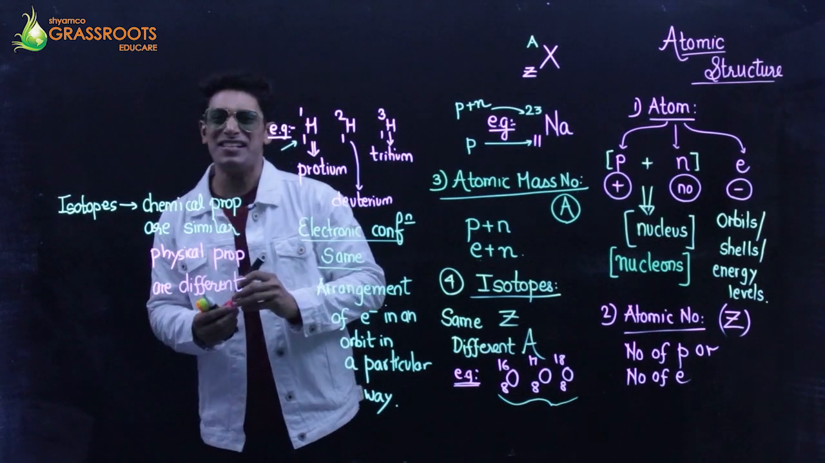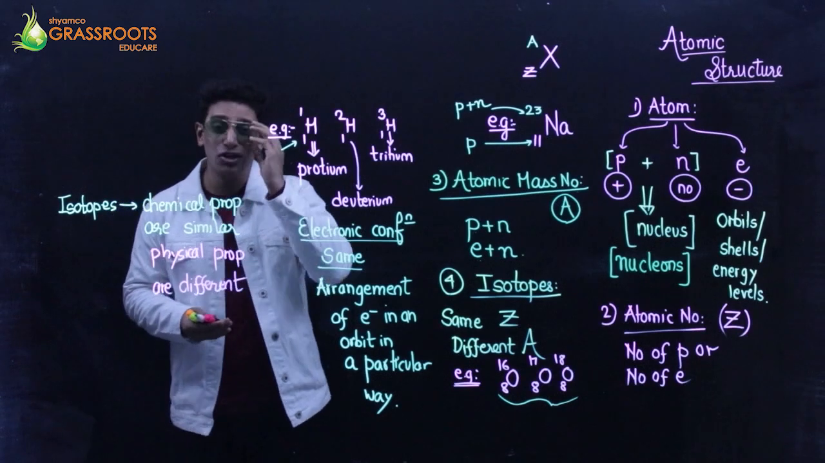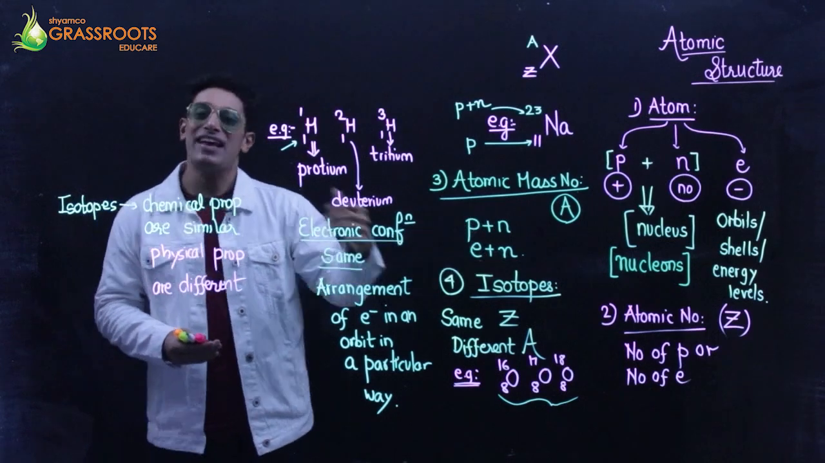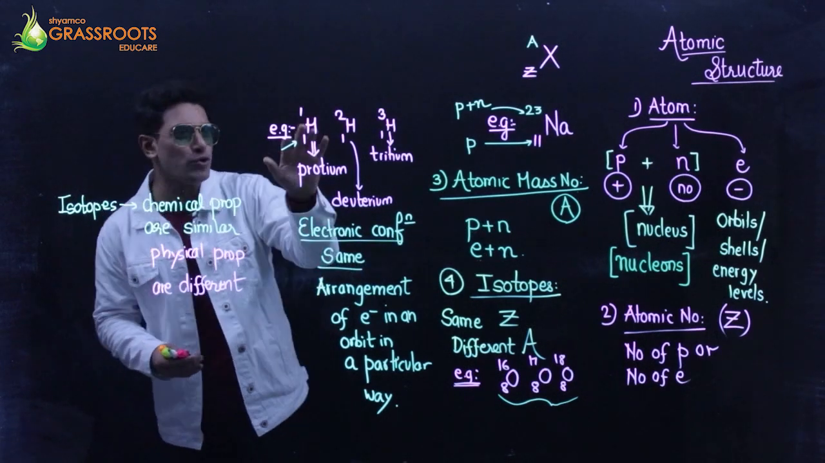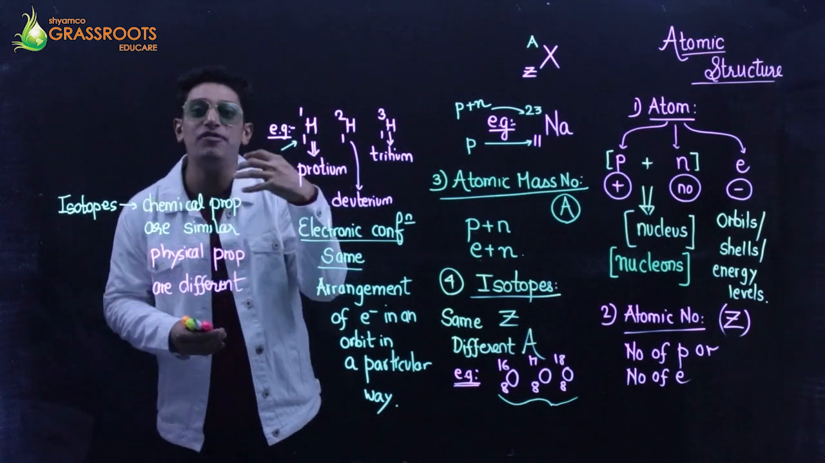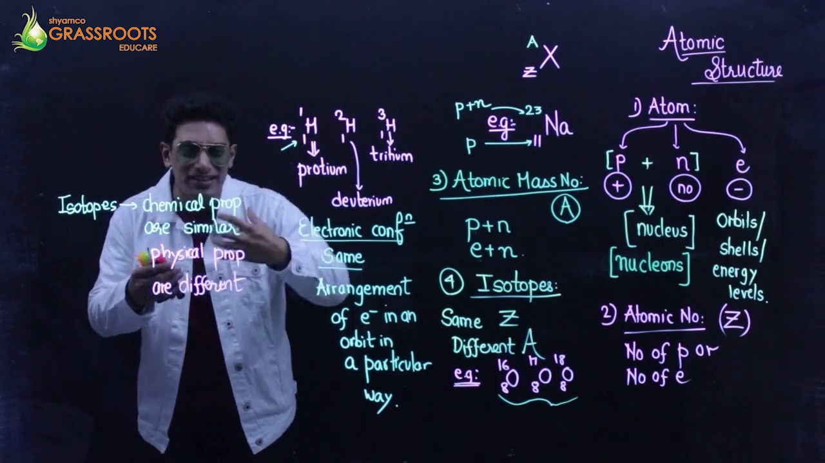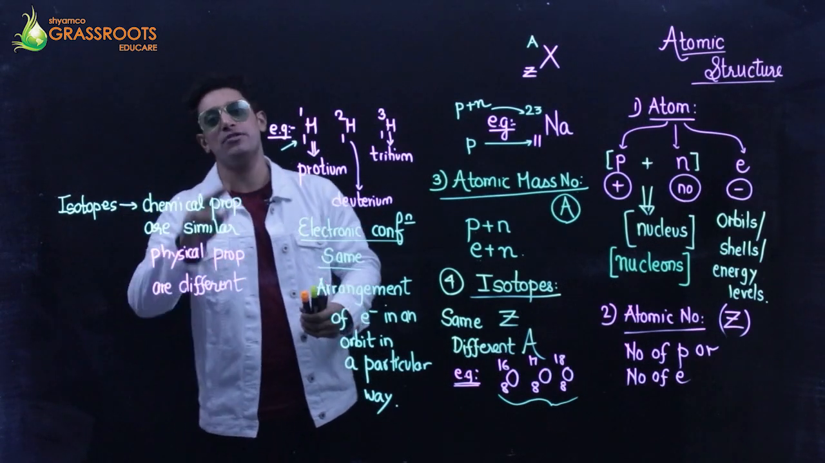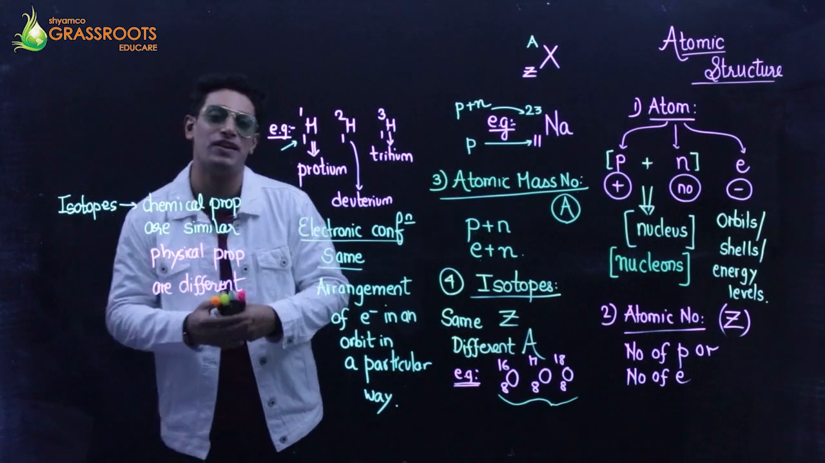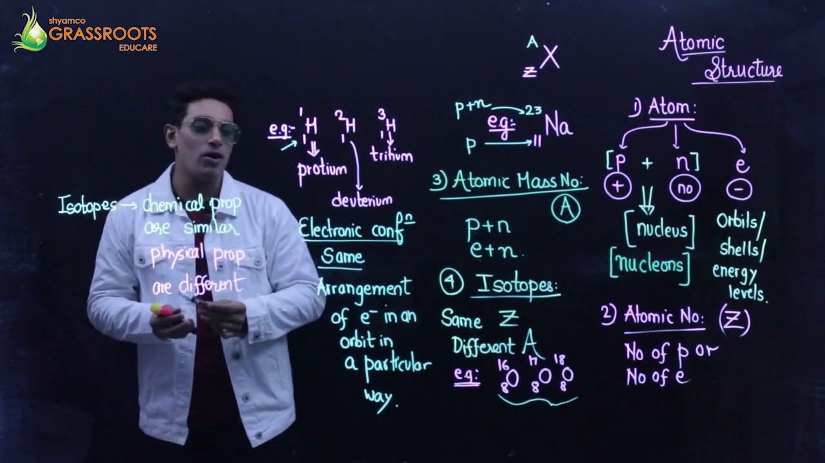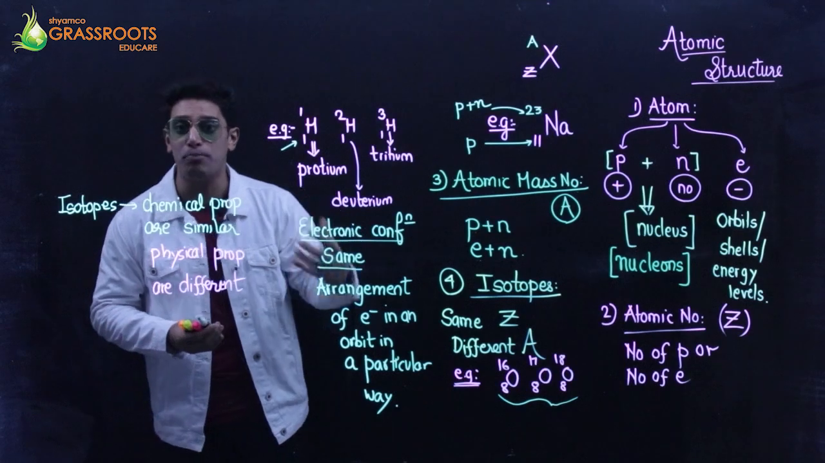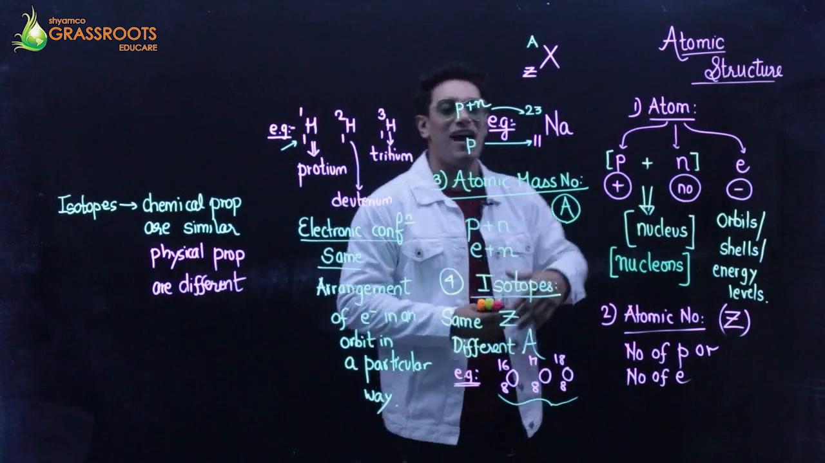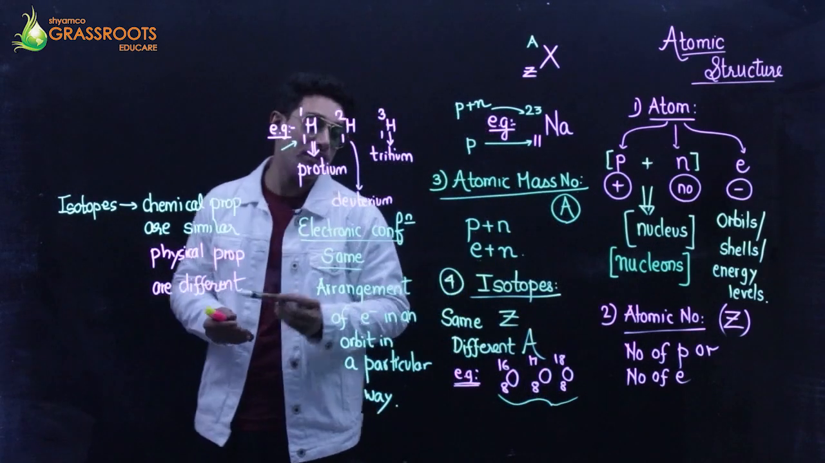Now, what are physical properties? The weight, the density, the mass, the color, the shape, the size, these are called physical properties. So when you observe them, they are going to differ in their look, the appearance, the behavior, but the chemical properties remain the same. So this is one of the speciality of an isotope. We spoke about four key points: the atomic number, the mass number, the isotopes, and the electronic configuration.